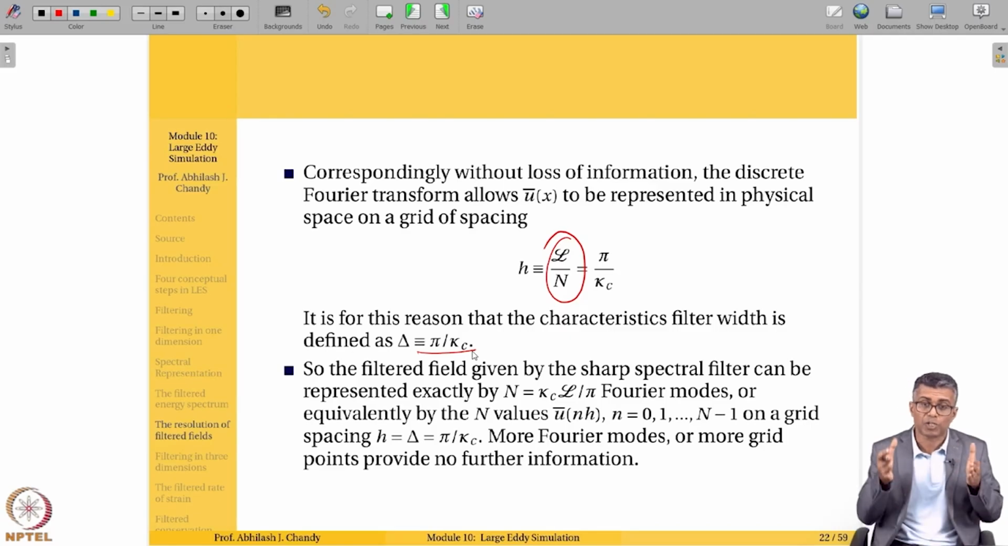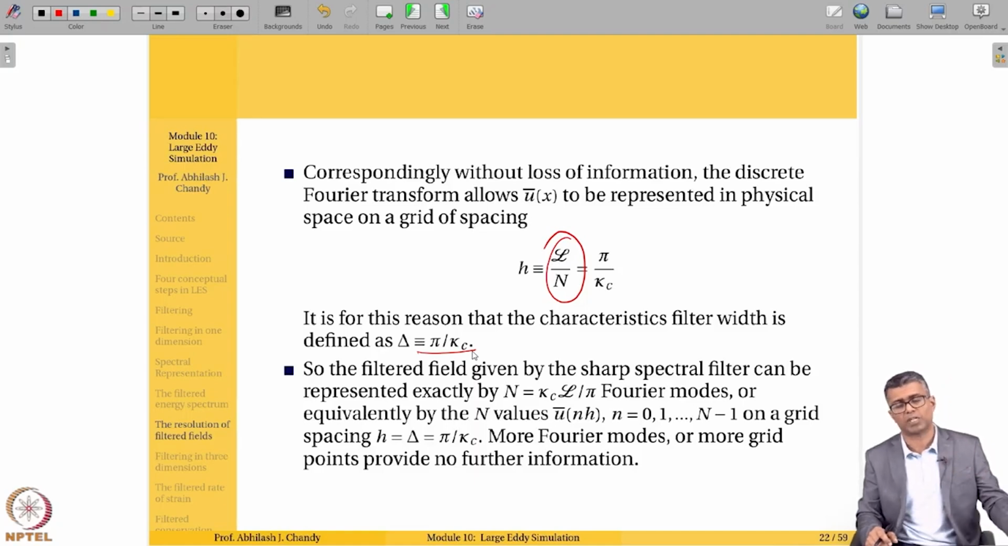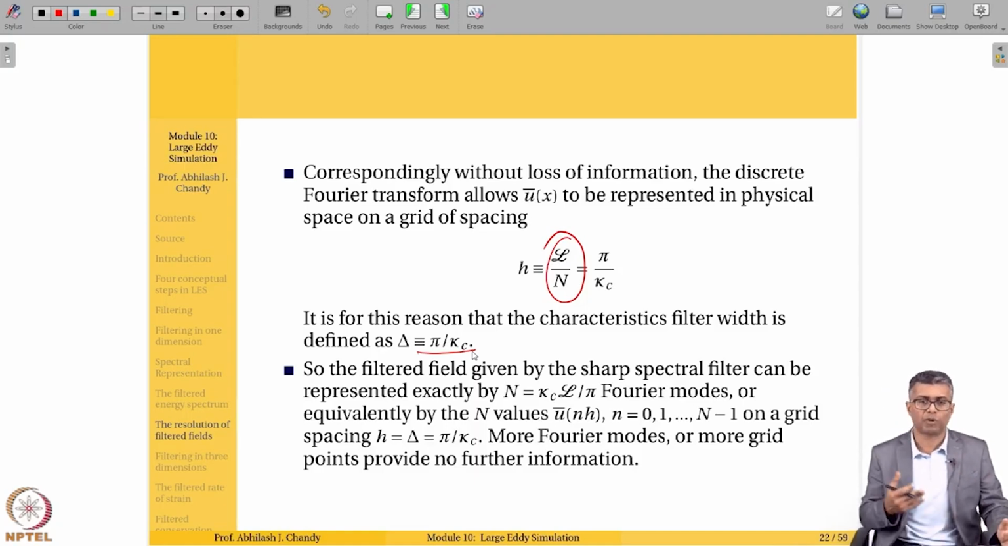You're not resolving anything less than h. So your grid spacing is your benchmark. So it has to be equal to or less than delta. So in most of the cases you choose delta to be equal to h. So that is why we are writing delta is equal to pi over kappa c. So what have we learned?